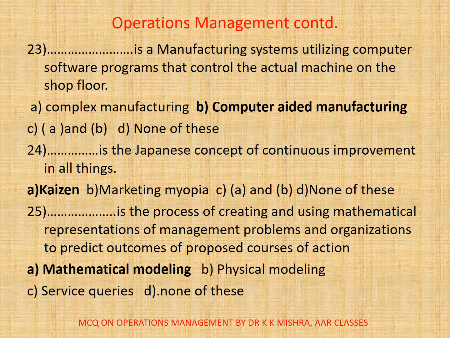Kaizen. 25. Dash is the process of creating and using mathematical representations of management problems and organizations to predict outcomes of proposed courses of action. A. Mathematical modeling, B. Physical modeling, C. Service queries, D. None of these. Here correct option is A. Mathematical modeling.